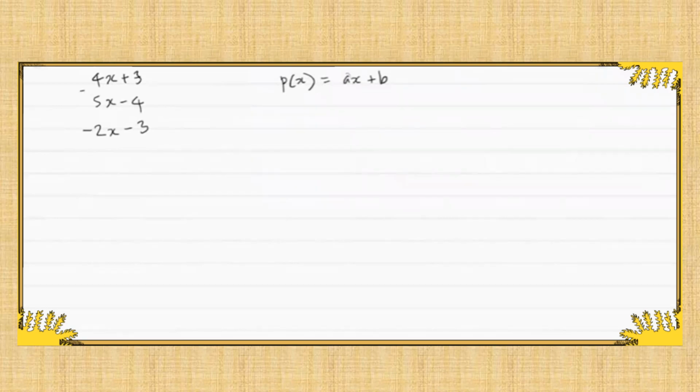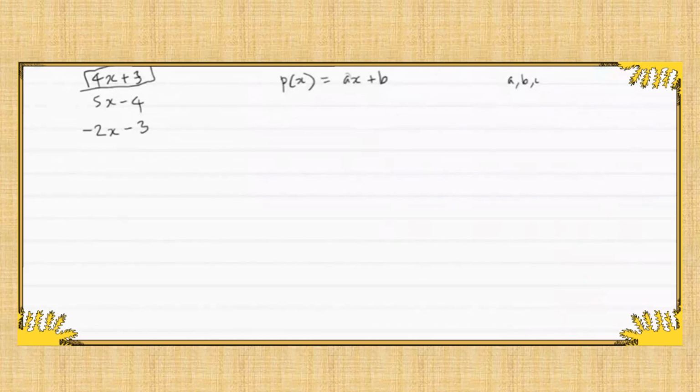In this polynomial, 4 and 3 are constants and x is a variable. x can take any value. You know the difference between variable and constant. Usually we take small letters a, b, c to denote constants. So P of x is equal to ax plus b is the general form of a linear polynomial.